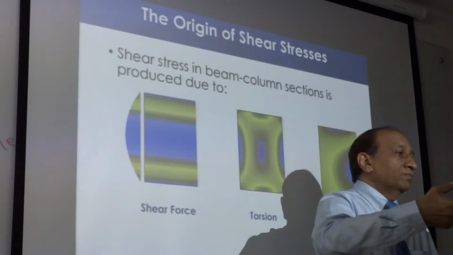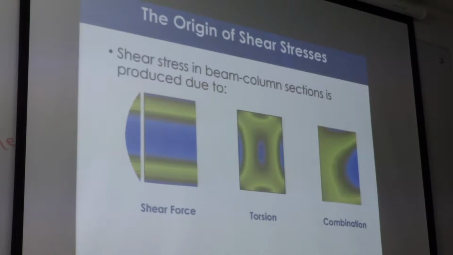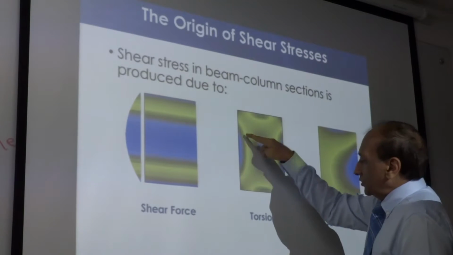Just like when you bend something, what happens? The maximum resistance comes from the outside corners, right? Maximum tension and compression at the edges, nothing in the middle. Shear is completely opposite to bending. In bending, all the stresses are at the edges, 0 in the middle. In shear, 0 at the edges, maximum in the middle, right? And you might think this is a good thing, but it's not. We will see later. And this is torsion.